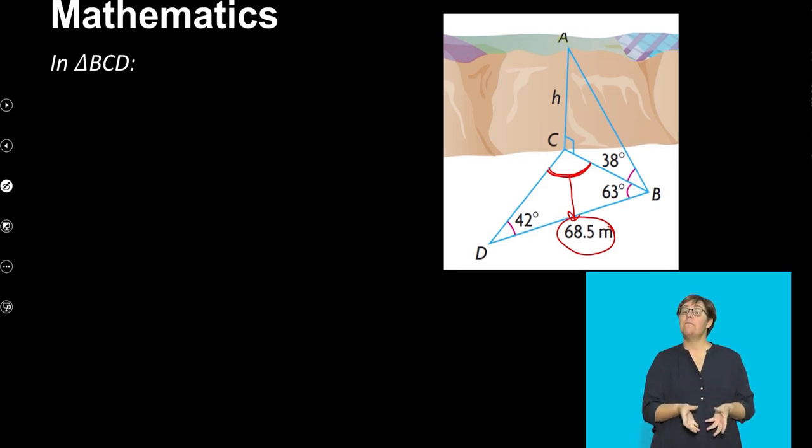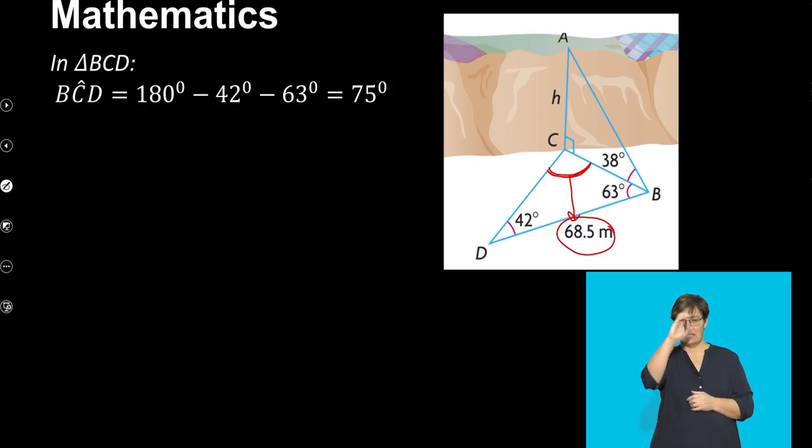So let's begin by finding angle DCB. Remember, it's going to be 180 minus 42 minus 63 degrees, so it's just going to be 75 degrees. Because this angle is 75 degrees, we can use the sine rule. We're going to use the sine rule because we want to find BC. We need one more bit of information to solve this triangle, because if we find BC, then we can use AC over CB. So we'll have the opposite and the adjacent sides of the right angle triangle.